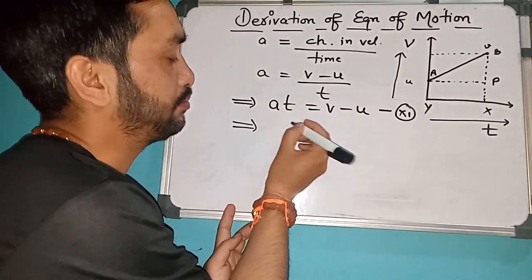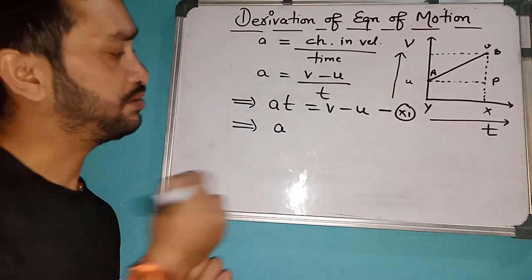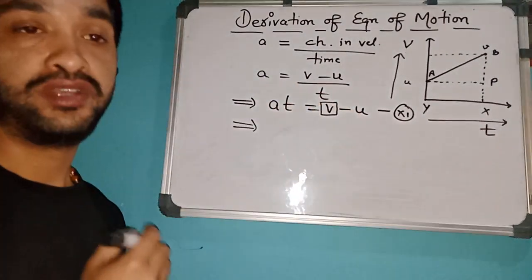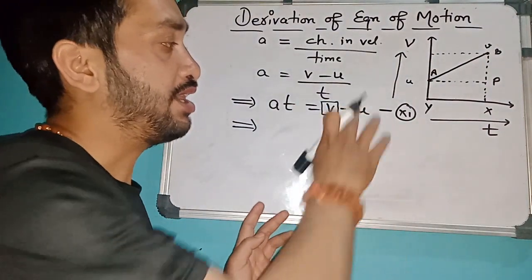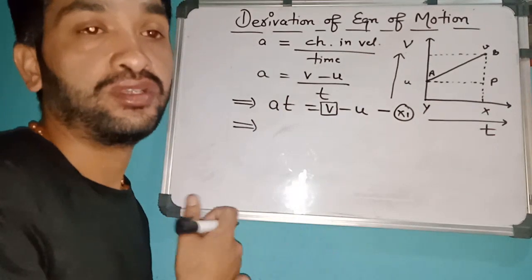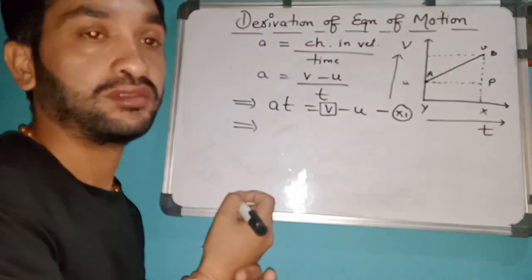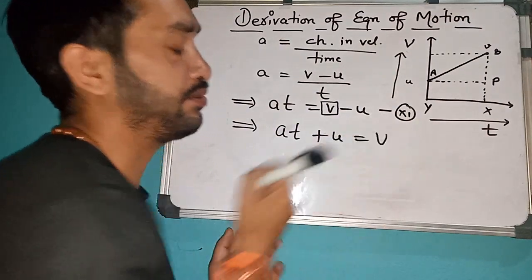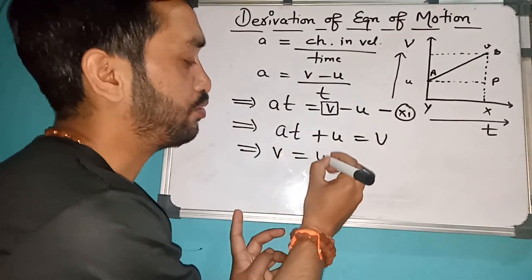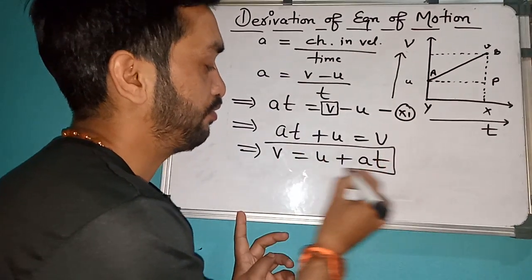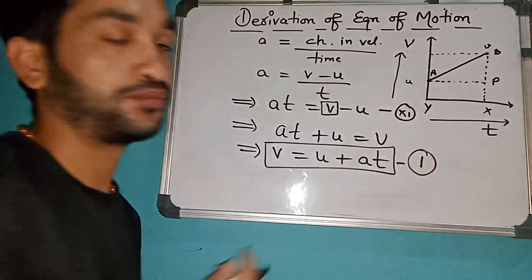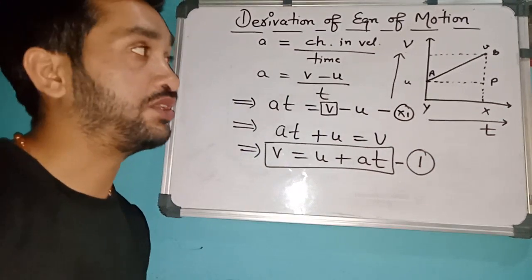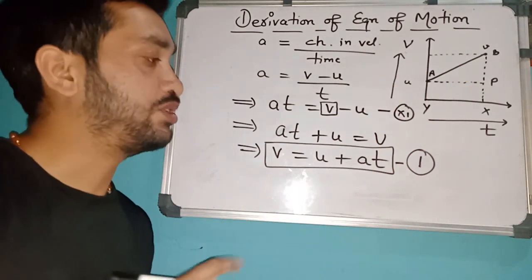So we can take at equal to v minus u. Now what we have to do is take this v alone. Whenever you need something alone, everything that is with that variable you have to shift to the other side. The only thing with v is u, so you will shift it here. So at plus u is equal to v, or v equals u plus at. So this is your first equation of motion. In this way you have to derive equation number 1 with the help of the graph. We have derived it graphically.